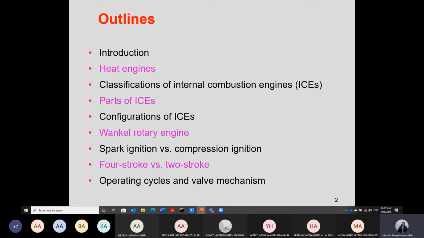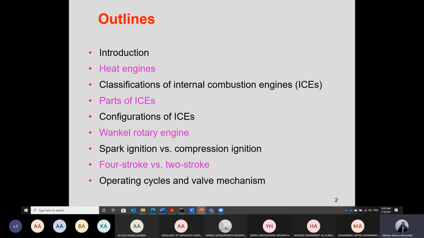Also, as I told you, each engine is working on a cycle. If the cycle is completed in 4 strokes of the piston movement, we say the engine is working on a 4-stroke cycle. Or if the cycle is completed in only 2 strokes of the piston movement, we say the engine is working on a 2-stroke cycle.